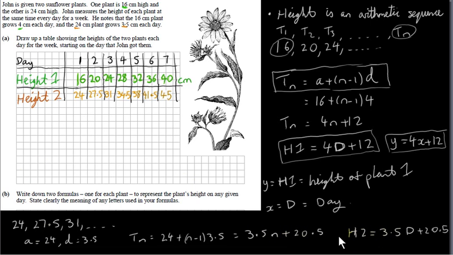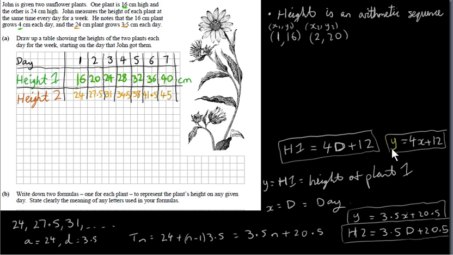So we could write this as h2, being the height of the second plant, equals 3.5 times d, where d is the number, the day. d runs from 1 to 7 actually, plus 20.5. So we could write it like this. It's just easier to read. You could also think of this as the equation of a straight line, which we can graph. It's an equation that is y equals 3.5x plus 20.5. We could actually graph both of these straight lines on graph paper.